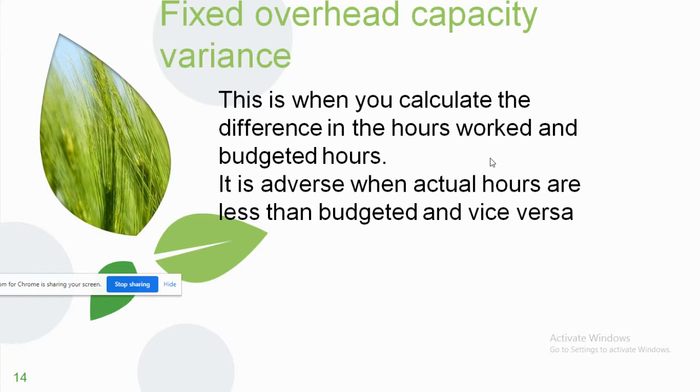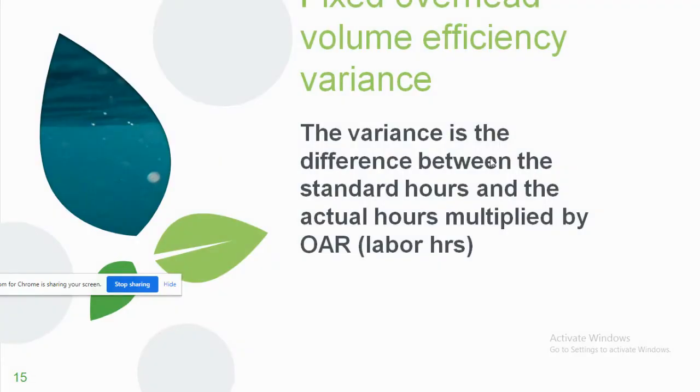Now, fixed overhead capacity variance. This is when you calculate the difference in hours worked and budgeted hours. It is adverse when actual hours are less than budgeted and vice versa. Fixed overhead volume efficiency variance: the variance is the difference between the standard hours and actual hours multiplied by OAR. OAR is your overhead absorption rate. This is well covered in absorption costing.